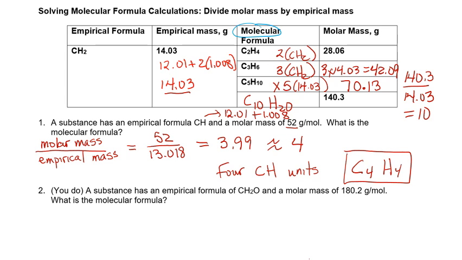All right, you're going to do the next one. A substance has an empirical formula of CH2O and a molar mass of 180.2 grams per mole. What is the molecular formula? I want you to pause and work the problem.